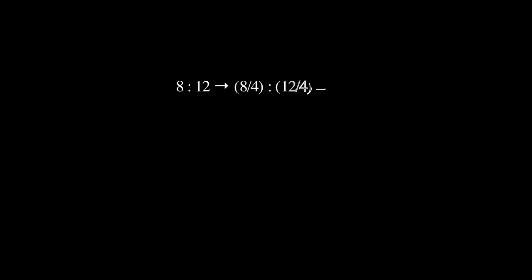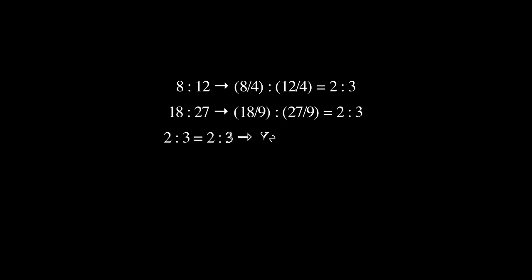8 and 12 can both be shrunk by dividing by 4, giving 2 is to 3. 18 and 27 can both be shrunk by dividing by 9, giving 2 is to 3 as well. Since both ratios shrink down to the exact same smallest split, 2 is to 3, these two ratios are indeed in proportion. Check whether 15 is to 40 and 21 is to 54 are in proportion.